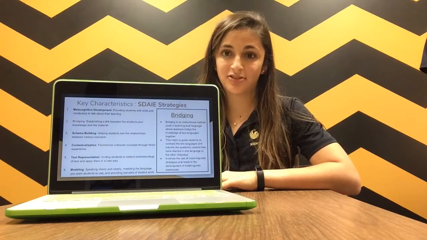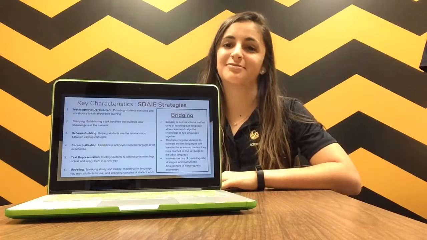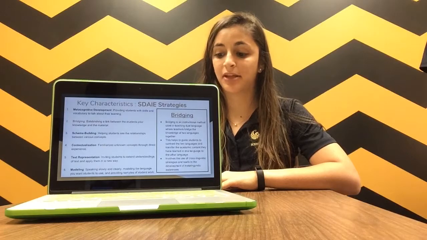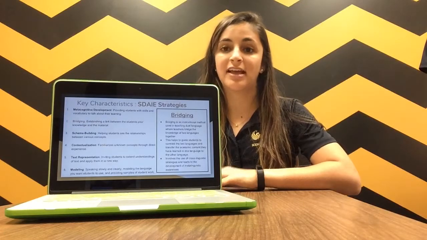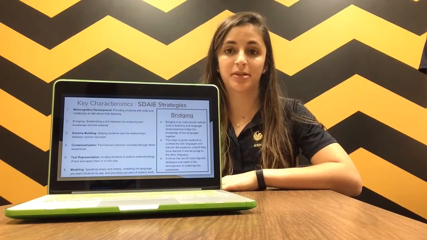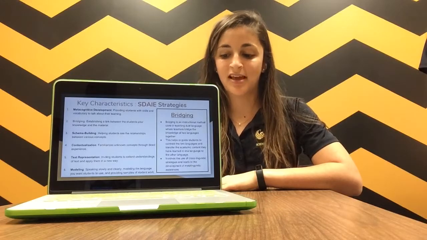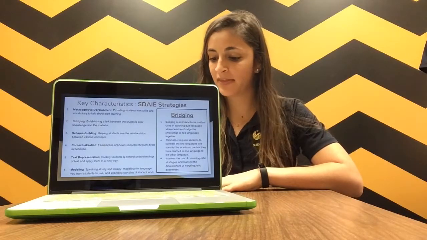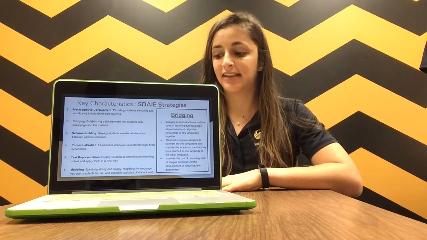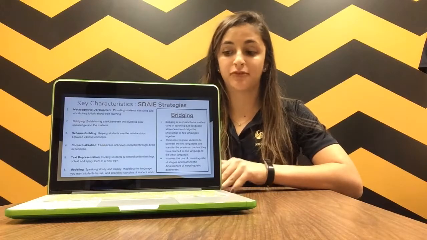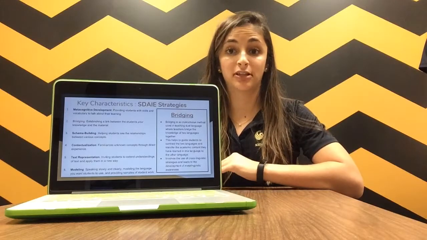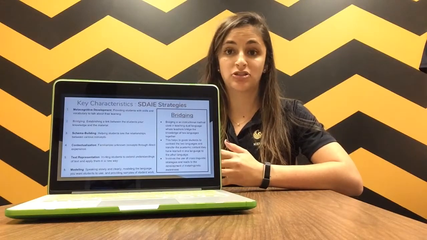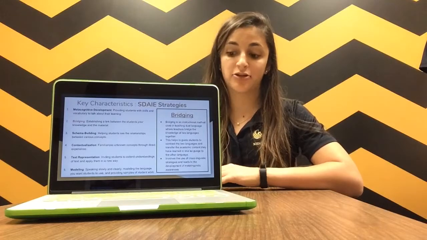There are 6 strategies in total for SDAIE, and the first is metacognitive development. This provides students with skills and vocabulary to talk about their learning, and some examples of this would be vocabulary assessments and note-taking. The next one is bridging, which we will talk about further later. And this establishes a link between the knowledge that the students had before and the new material they are currently learning.